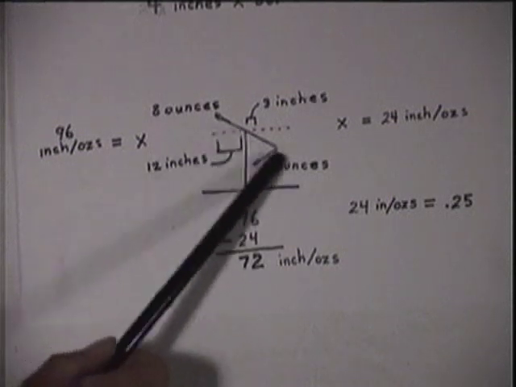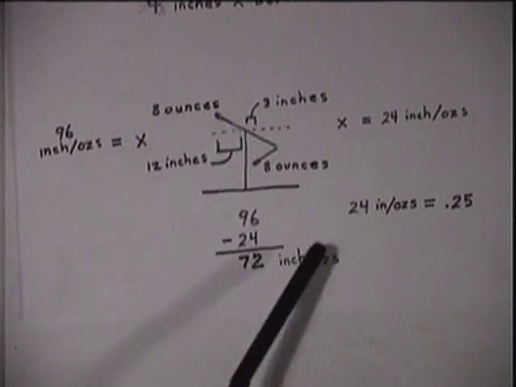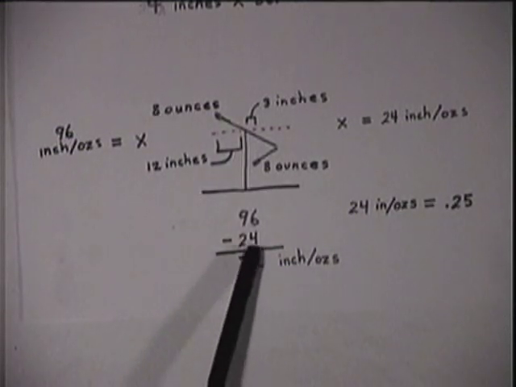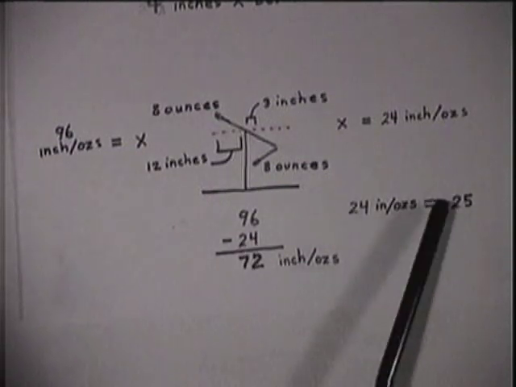However, we don't use this lever arrangement calculation for the actual energy. What we want is the ratio. 24 inch ounces is 25% of 96. What we want is this percentage.